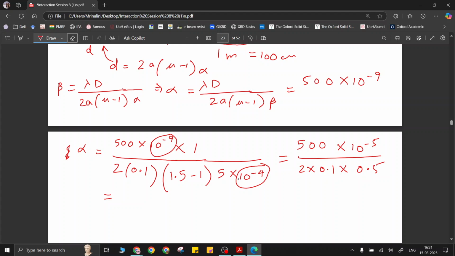Am I forgetting something? Oh, this 5. I forgot this 5. That's fine. So this will become 500. In the denominator we have 2 multiplied by 0.1 multiplied by 0.5 multiplied by 5. So this will be 100. This will be 50. 50 divided by 5.